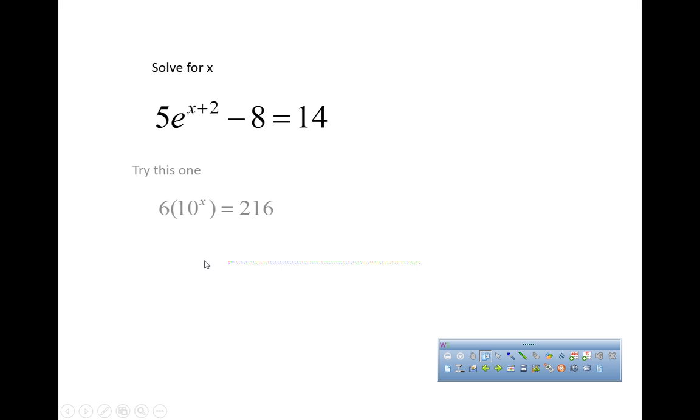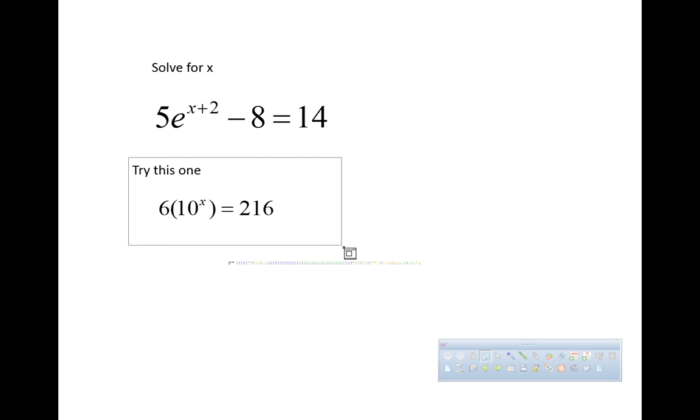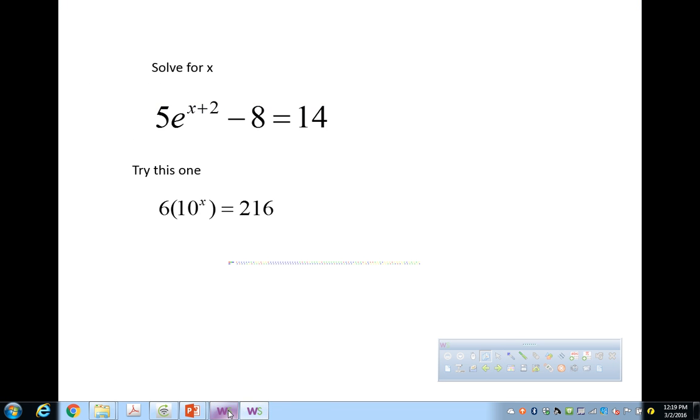Okay. Try this one. Go ahead. There's no e. That's right. But there is a 10. How do you get rid of a 10 to the x?